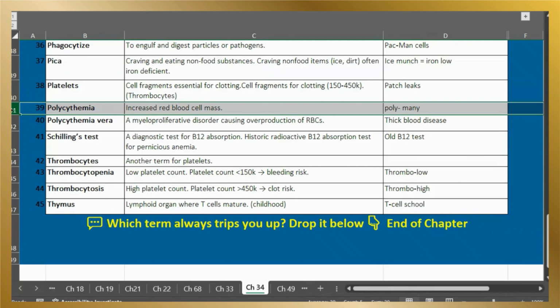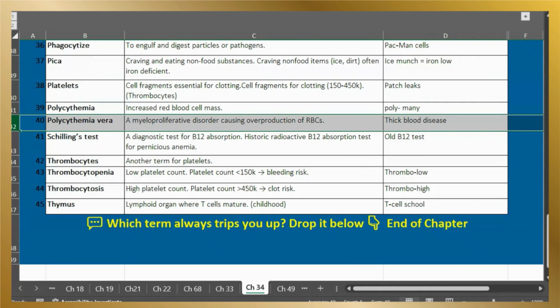Polycythemia, increased red blood cell mass. Poly means many. So it's primary, vera, and secondary from chronic hypoxia. So we know that it may be due to chronic hypoxia or this type of disorder, with an elevated red blood cell count.